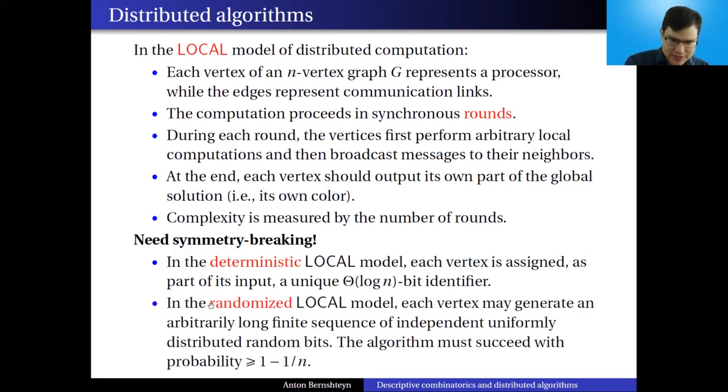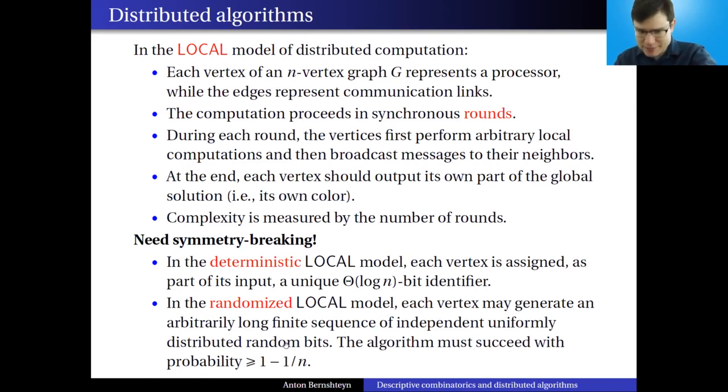Another variation of this model is the randomized version, where instead of the identifiers, each vertex is given a random number generator. So it can generate an arbitrarily long sequence of random bits. And these sequences are independent from each other for different vertices. Now, of course, this is a randomized setup, so we cannot say that the algorithm must always succeed because maybe all the vertices generated exactly the same sequence. This could happen, and then they're still not distinguished from each other. But we only require the algorithm to succeed with probability that is close to 1, where the standard threshold is at least 1 minus 1 over n, where n is the total number of vertices.